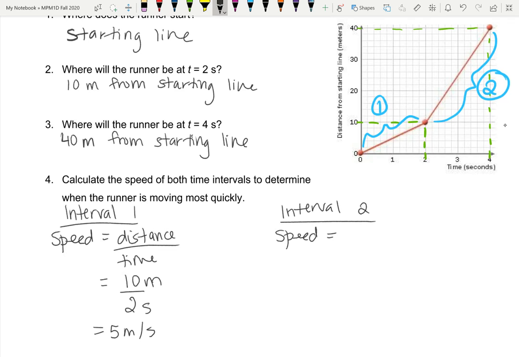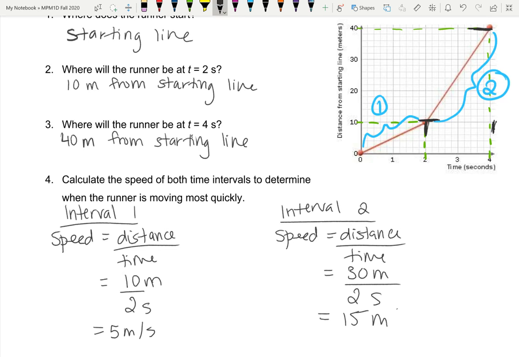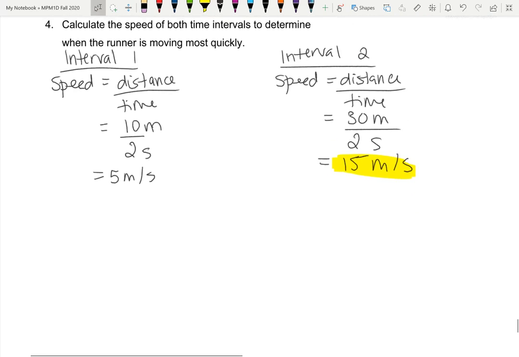Interval 2. Okay, so interval 2 is starting at 10 meters and ends at 40 meters. So the distance there is 30 meters. And the time starts at 2 seconds and ends at 4 seconds. So that's 2 seconds. So again, we confirm that 15 meters per second is faster than 5 meters per second.